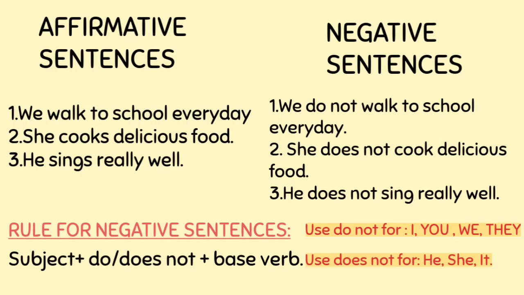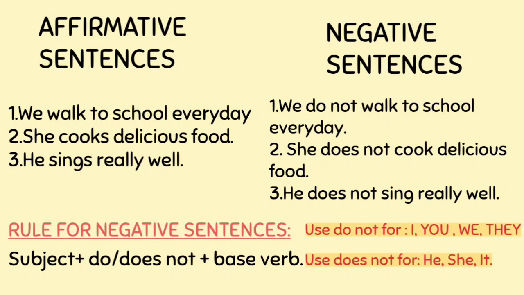Now let's understand the difference between affirmative sentences and negative sentences. Affirmative sentences are positive sentences also. First of all, understand the rule for negative sentences. We will use subject plus do or does not plus base form of the verb, right? Now look at affirmative sentences. First example is we walk to school every day, and in negative we will say we do not walk to school every day. We will use do after we here, right? And then we'll add not and object, rest of the sentence, right?